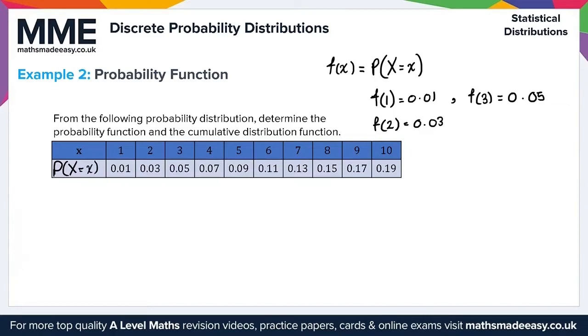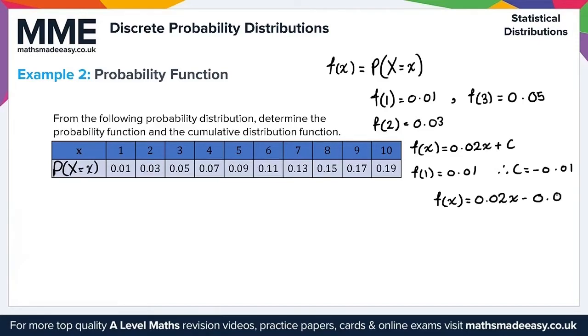Hence we might try, for example, f of x equals 0.02x plus c. And by subbing in, say, f of 1 equals 0.01, this would give us that c is equal to minus 0.01. So therefore, our probability function is f of x equals 0.02x minus 0.01. So that gives us our probability function.